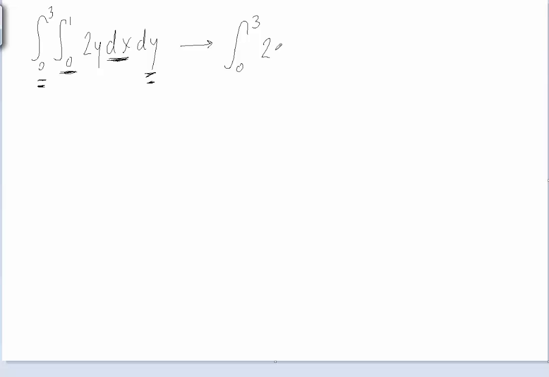So let's leave the stuff in terms of y alone. Basically, we're finding the integral from 0 to 1 of dx, or 1 dx, which is x evaluated from 1 to 0, which is simply 1 minus 0, or 1.